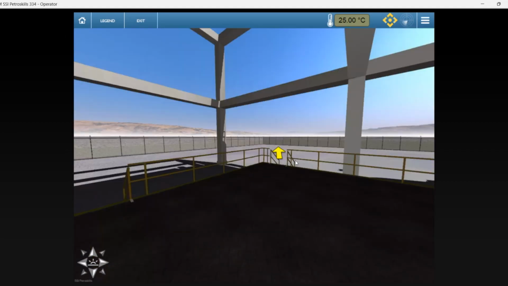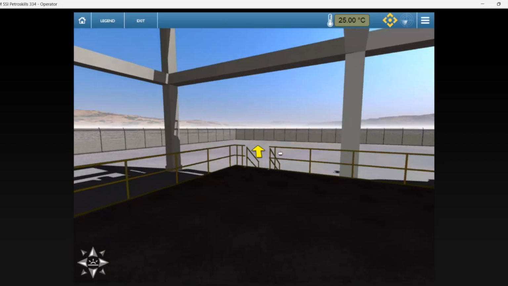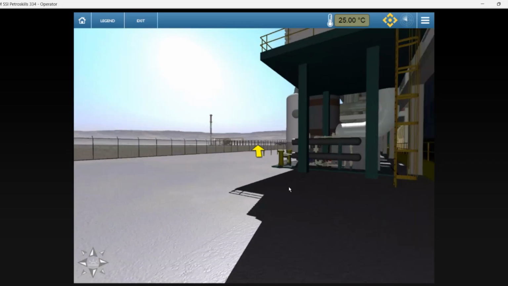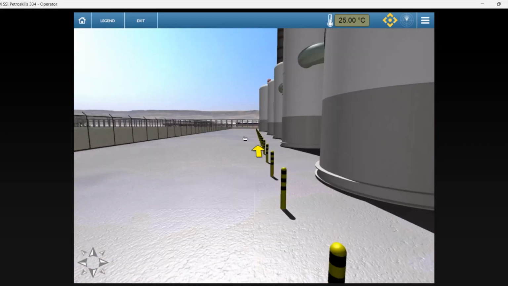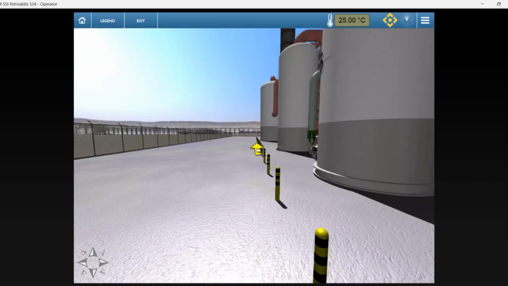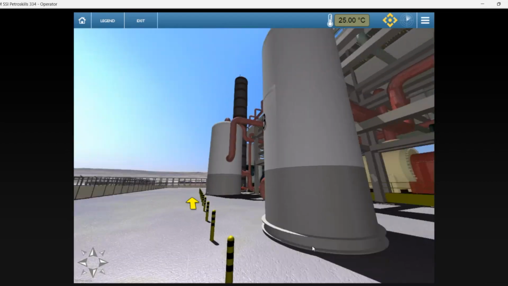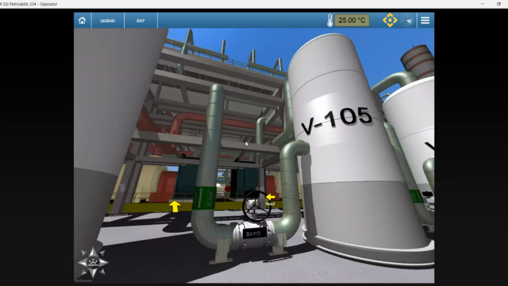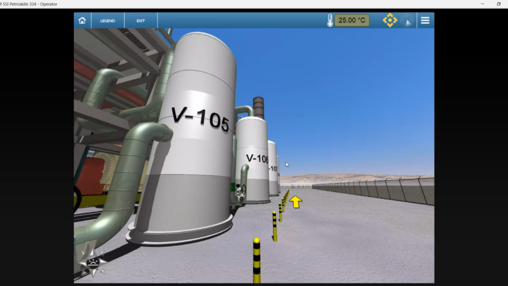If we go down these stairs and around to the back of the plant, we will be able to see the suction drums. To my left right here, you can see the two mixed refrigerant suction drums, and to my right, you can see the 4 propane suction drums.